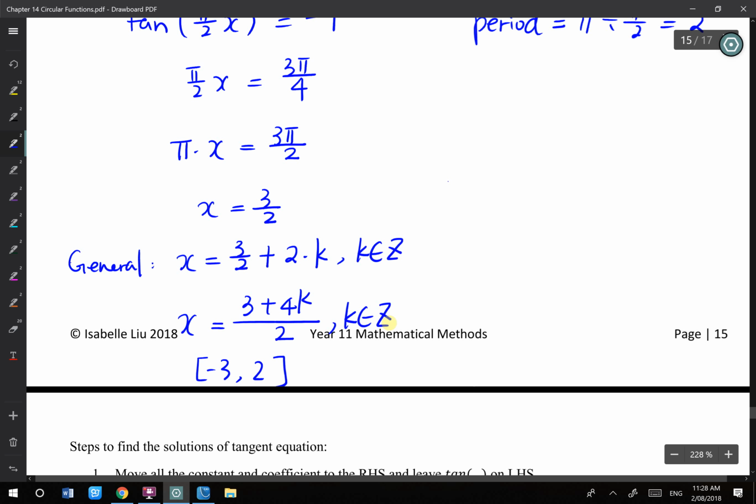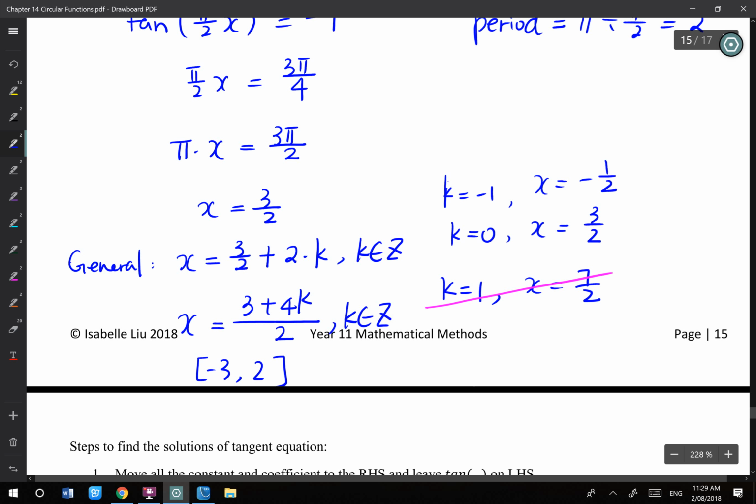So k equals 0, x equals 3 over 2. That's 1.5 already. If you try the next one, k equals 1, x is 7 over 2. Doesn't work, definitely doesn't work. If k is -1, x is -1/2, that one's fine. k equals -2, x is -5/2. Okay, 3 minus 8, -5/2. So minus 2.5, that's still alright.